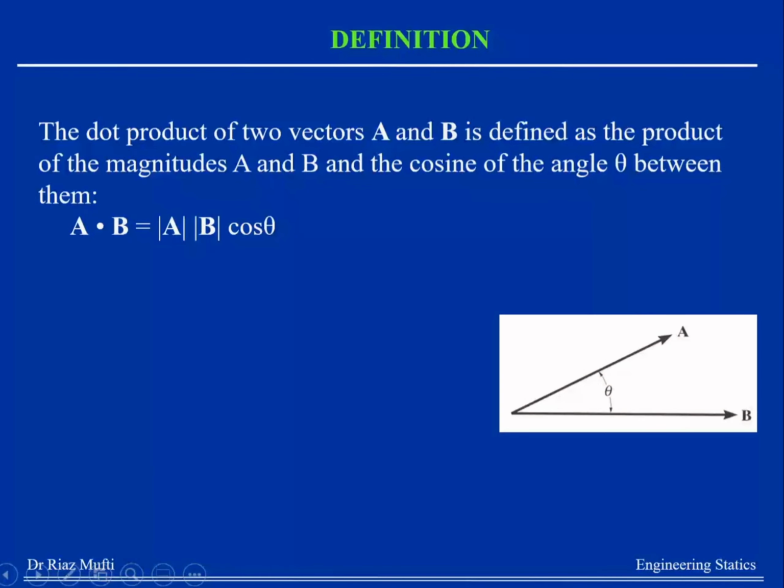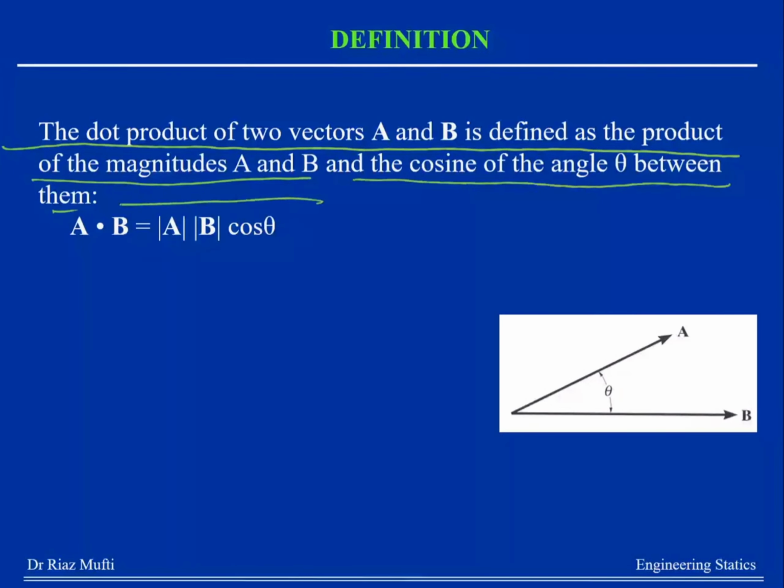So the dot product of two vectors A, B is defined as the product of the magnitudes and the cosine of the angle between them. That's the dot product. So the dot product of two vectors A and B joined together at one end is basically the magnitudes and the cos of the angle between them. That's how you will be able to find the angle between the two vectors.